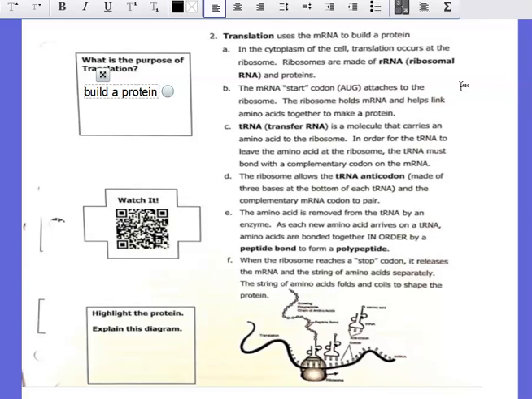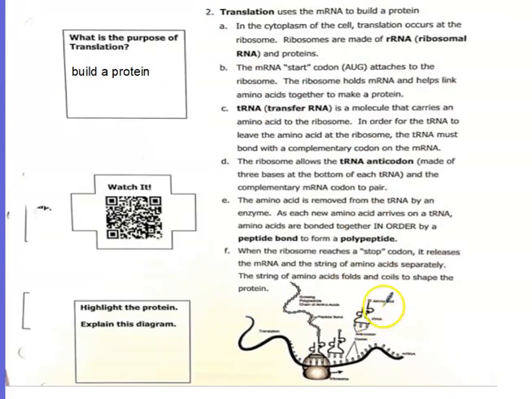We have transfer RNA, and transfer RNA, I'm going to circle it over on this diagram. This is transfer RNA, tRNA. This literally carries the amino acid over, and it binds with the mRNA. So this guy comes along, attaches to the ribosome, deposits an amino acid.